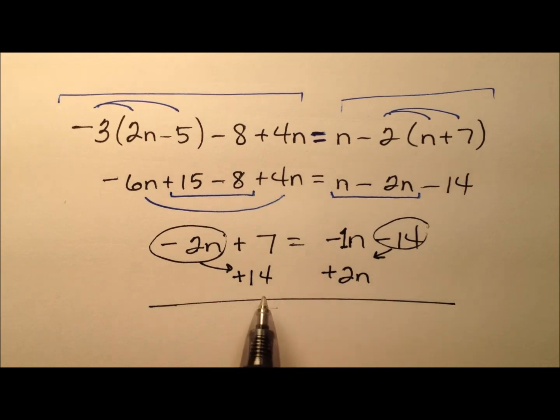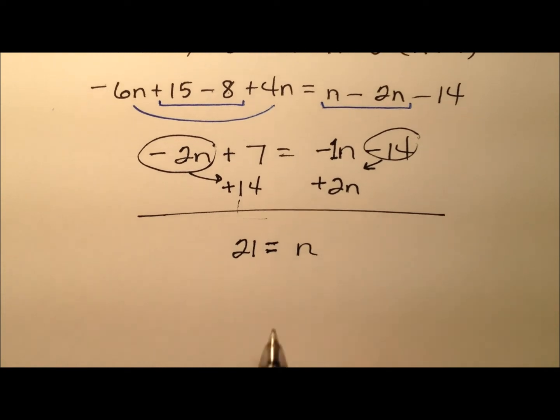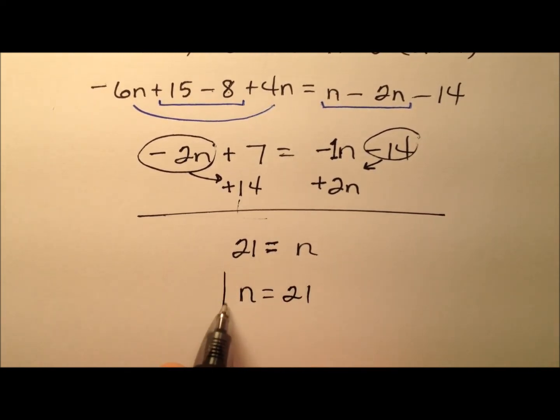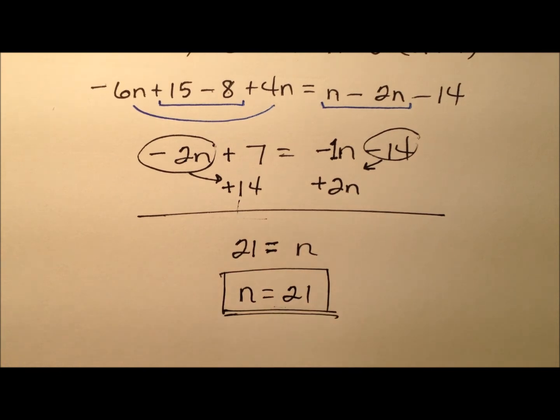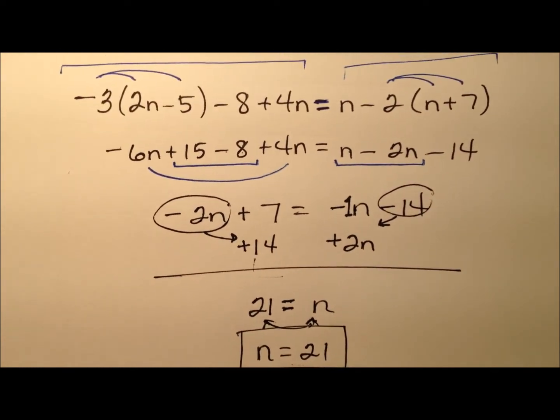So when we do that, we'll have a 21 over here on the left, the 7 plus 14, and we'll have a positive n on the right. So it looks like 21 equals n, or in fact, if you like to put the variable on the left side, n equals 21. And we did that just using that symmetric property of equality, just switching the left side for the right and the right side for the left.